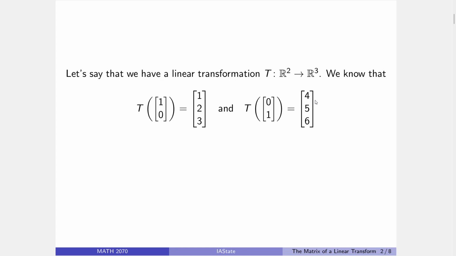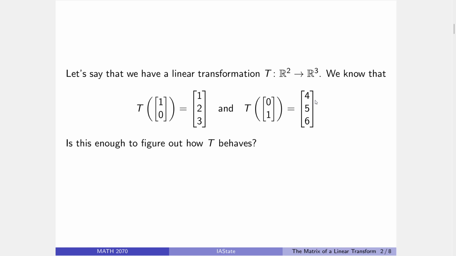So let's do the following. Let's say I have a linear transformation from R2 to R3, and I have two pieces of crucial information. I know that T of (1, 0) maps to (1, 2, 3). And I know that T of (0, 1) maps to (4, 5, 6). And you already know the answer to the question that just appeared on the screen. Yes, it is. But why is that true?